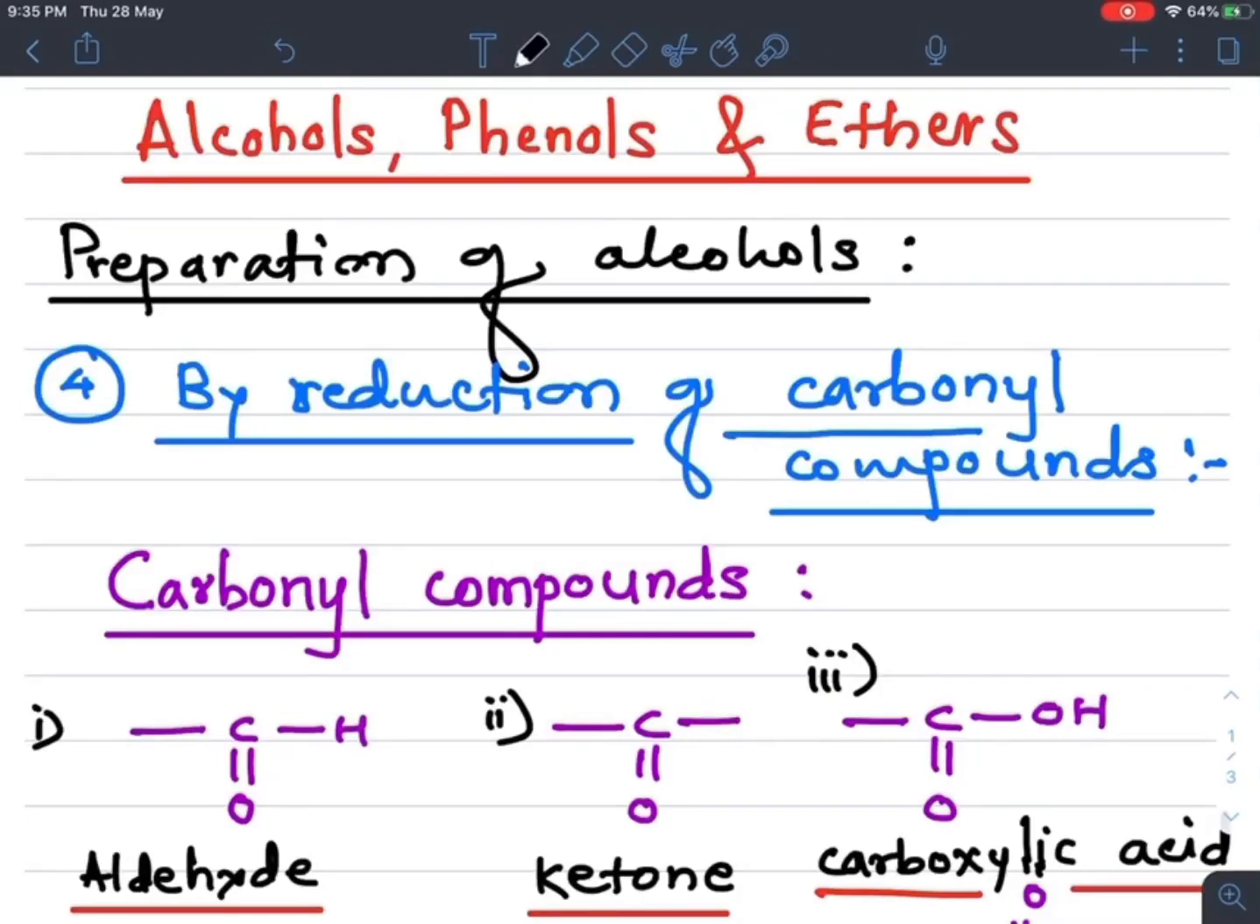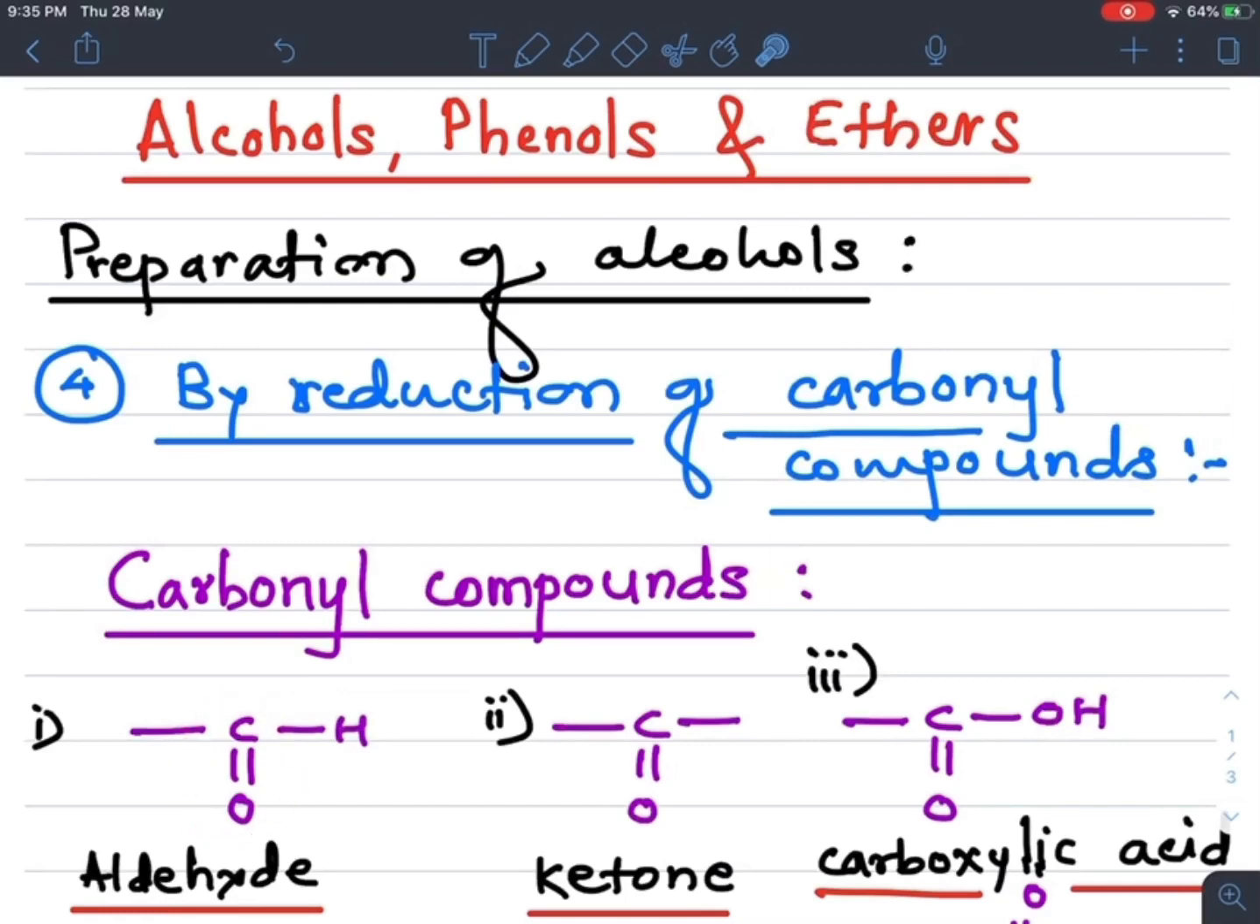Students, let's see preparation of alcohols. The fourth method is by reduction of carbonyl compounds. First we'll see what is meant by carbonyl compounds. Carbonyl compound means CO group containing compounds. Those compounds which contain the C double bond O group, or simply the CO group.